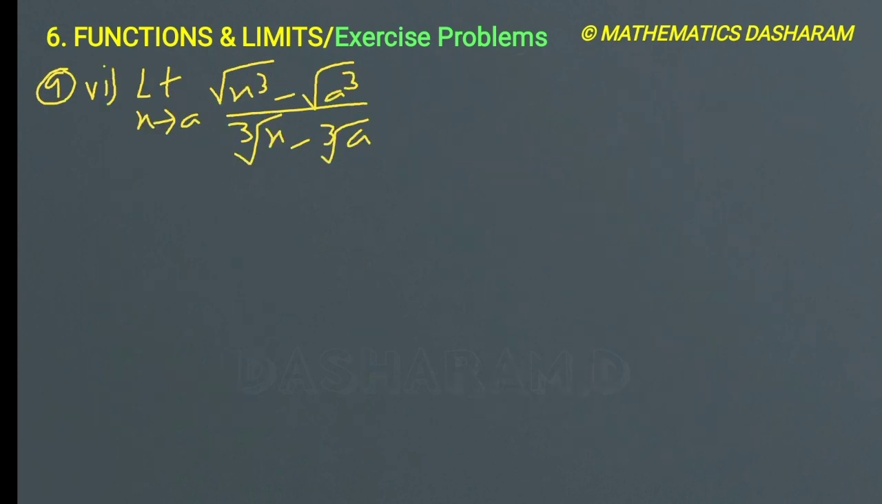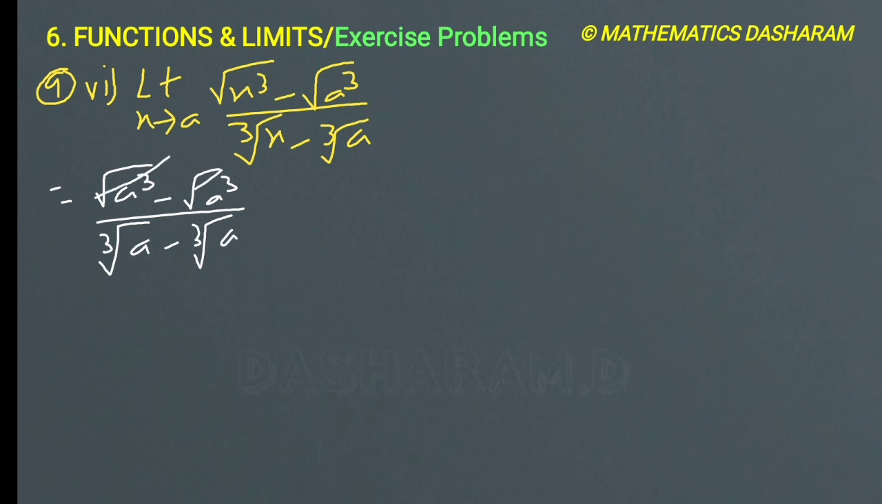Next, sixth question. Limit x tends to a, square root of x cube minus square root of a cube divided by cubic root of x minus cubic root of a. So substitute x equals a. So square root of a cube minus square root of a cube, cubic root of a minus cubic root of a. Here numerator cancelled, denominator also cancelled, 0 by 0. So it is an indeterminate form.